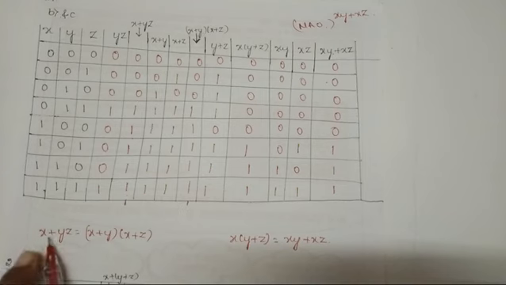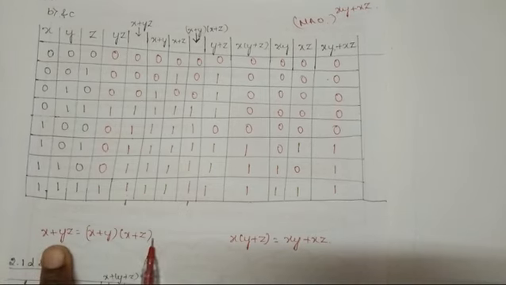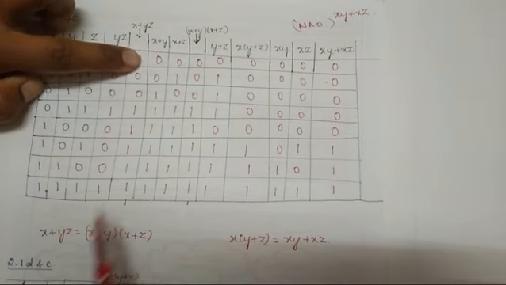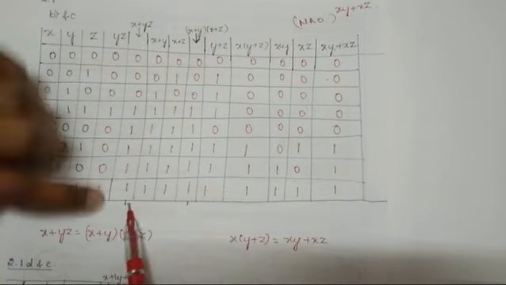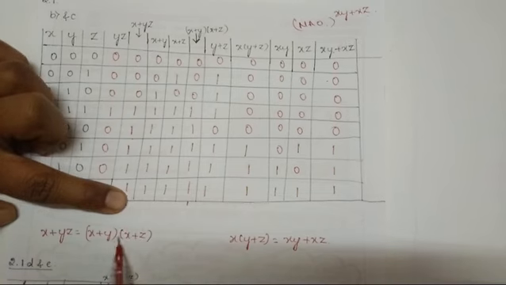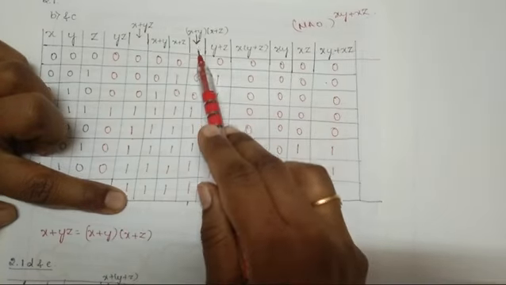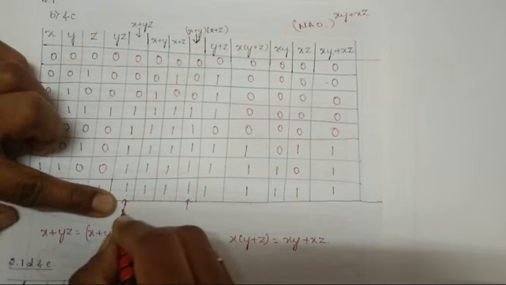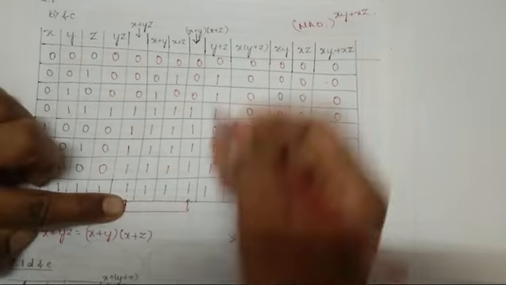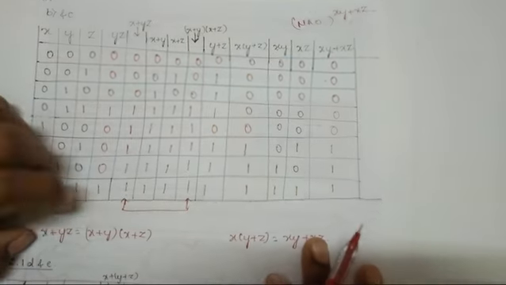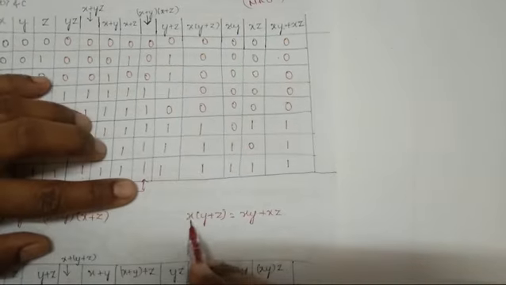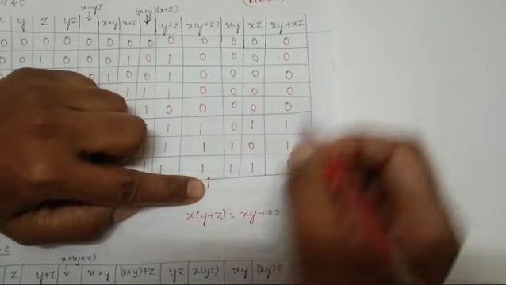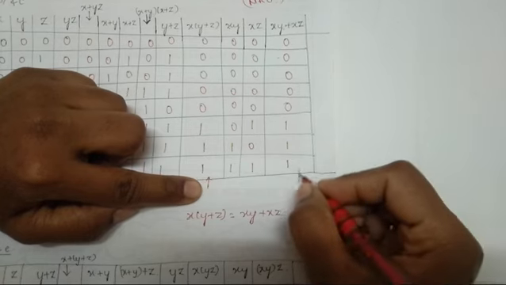Okay, this was the problem. We have to prove this using the truth table, right? See now, x plus yz, this column, and x plus y into x plus z, these two columns. Okay, these two columns are the same. Correct? So this is proved. And then x into y plus z, this column, and xy plus xz, this column.